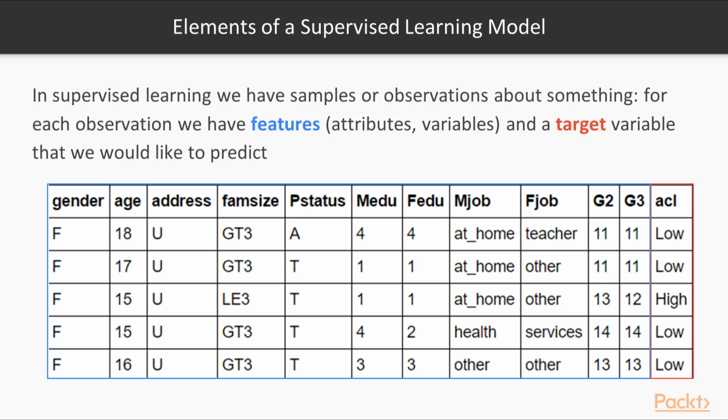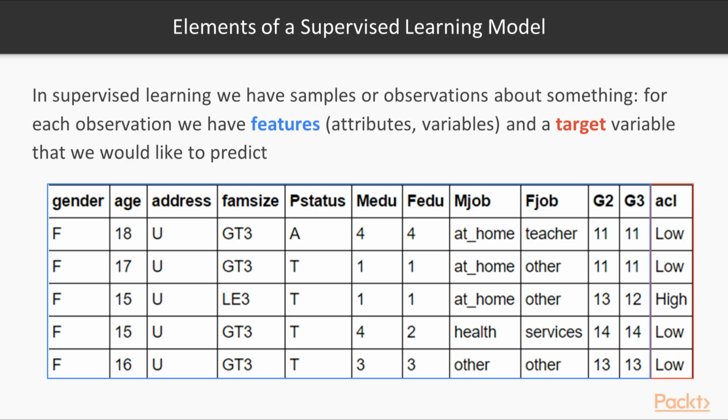Now, let's see what are the elements that we need in order to do a supervised learning model. How do we know that we should use supervised learning? Well, the key is this. In supervised learning, we have samples or observations about something. And for each observation, we have different features, also called attributes or variables, and a target variable that we would like to predict. So the target variable is the one that we would like to predict.